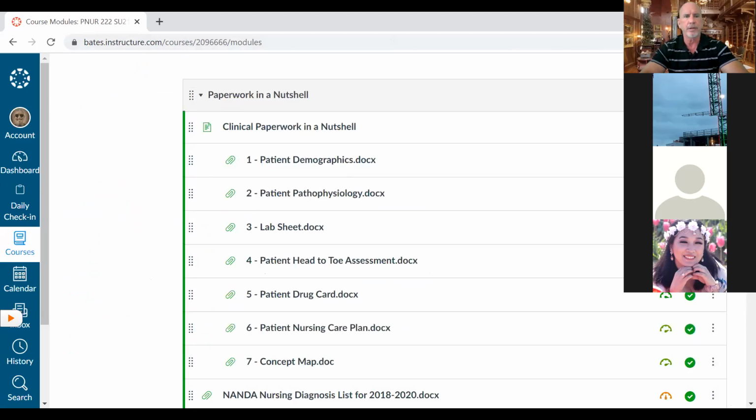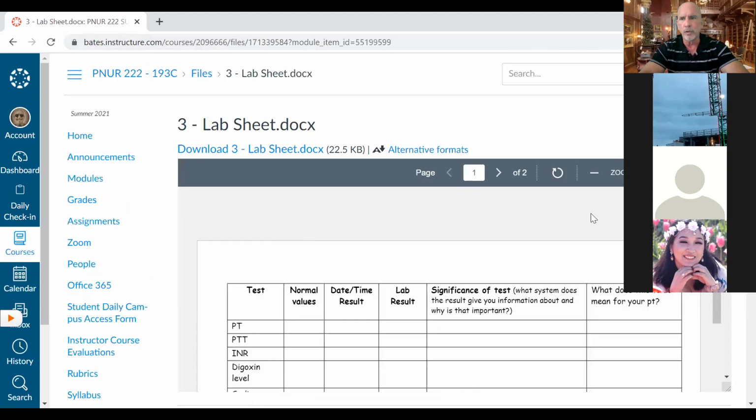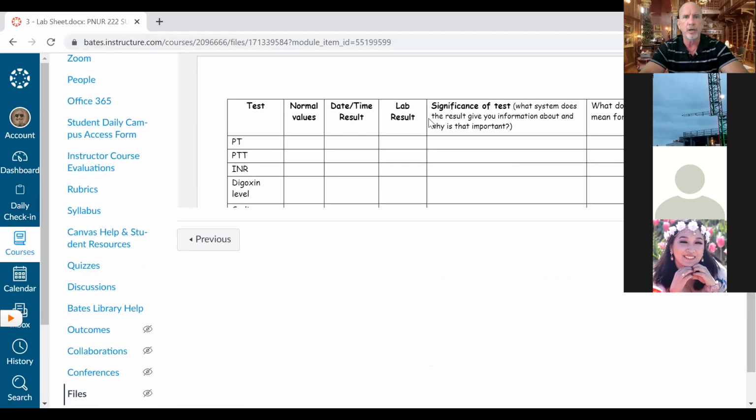Does everybody see my Canvas? Yes. Okay. This is the lab sheet form right here. There is an old one running around out there. The old one will have two columns that say date and result, date and result. That's the old form. You can throw that away.